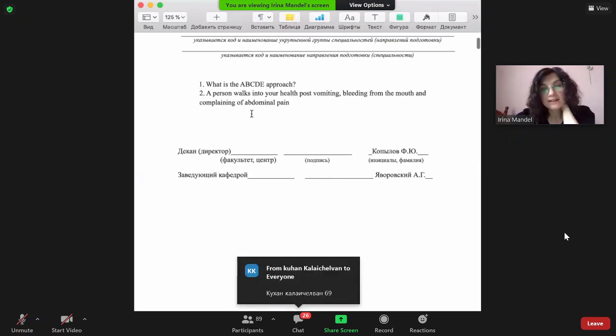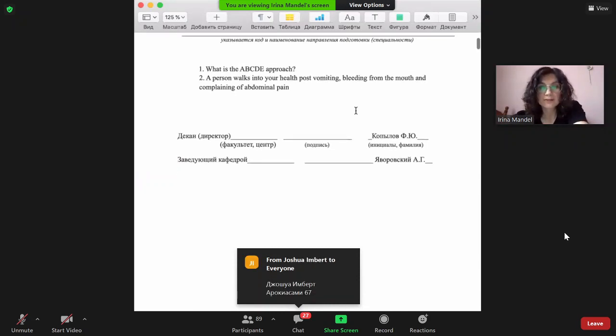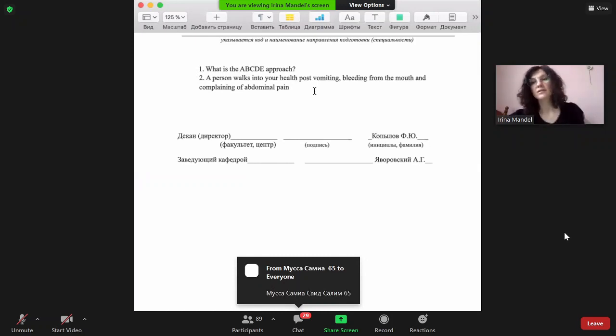So here the question is about the hemorrhagic shock. And first of all, you start with airways, then breathing, and you should put the patient in a comfortable position to not let him aspirate. And then you deal with bleeding. You provide infusion and you call for surgeons.